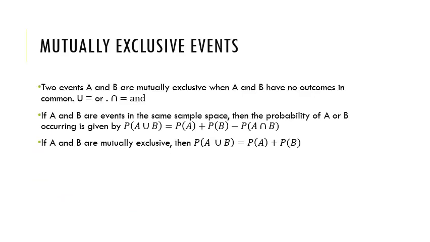Alright, mutually exclusive events are 2 events that have no outcome in common. And if you see an upside down U, that means or, and the U going down is an and. So if A and B are events in the same sample space, then the probability of A or B is given by probability of A plus probability of B minus the probability of their intersection. If they are mutually exclusive, then the probability is just probability of A plus probability of B. And remember, this is OR.